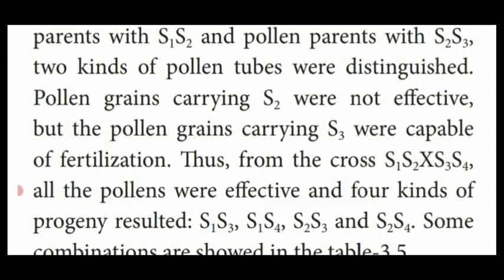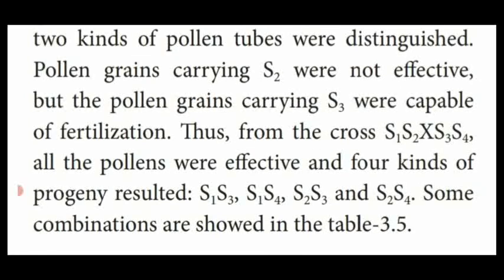Thus, from the crosses of S1, S2 into S3, S4, all the pollens were effective and 4 kinds of progeny resulted. That we have seen in the table column: S1 S3, S1 S4, S2 S3 and S2 S4. So, these are all the different progeny or gametes which are produced when he crossed S1, S2 into S3 and S4. So, this is the self-sterility or self-compatibility in tobacco plants which was observed by the scientist East.